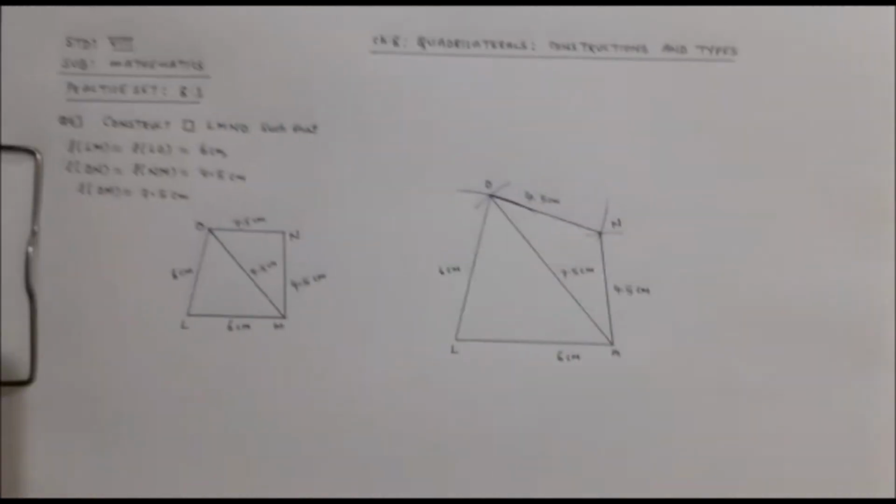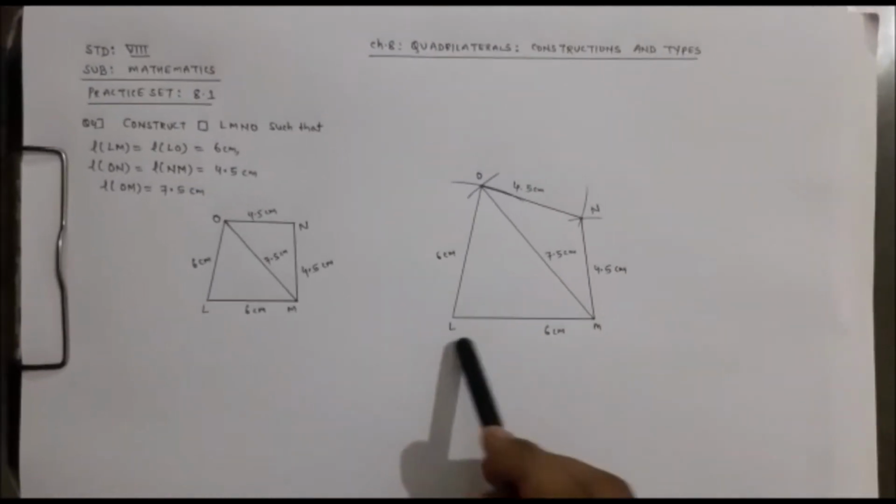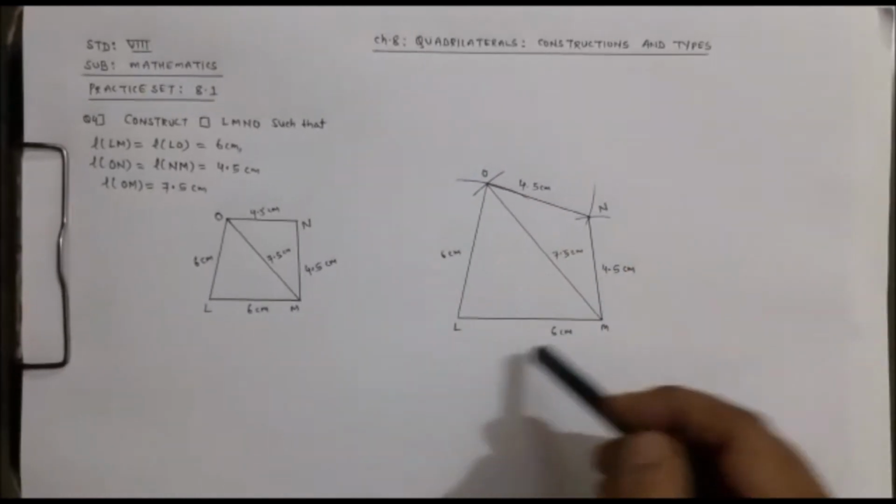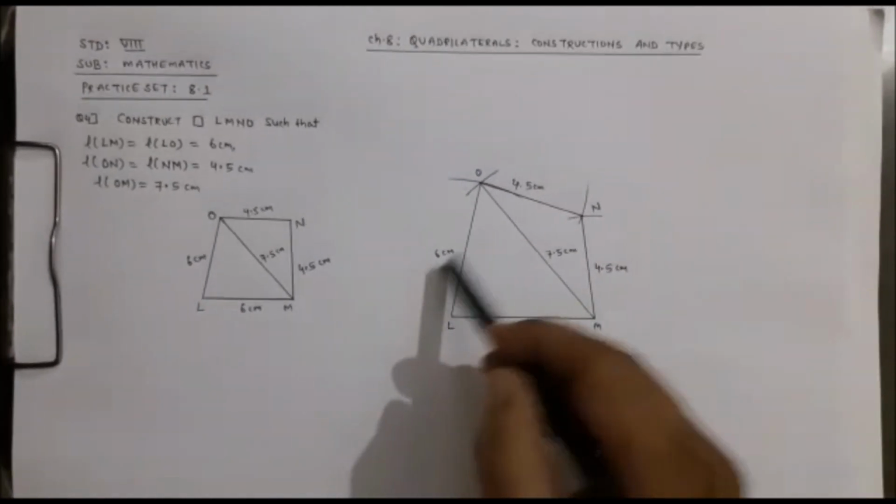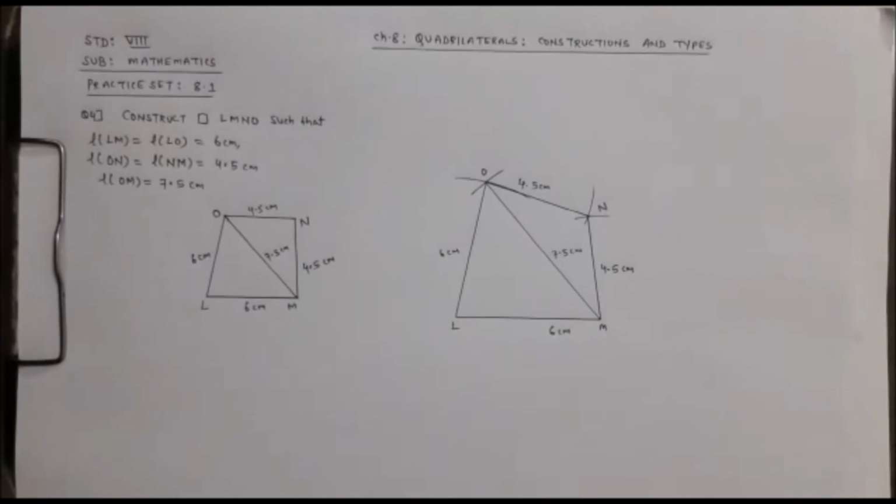Okay children, so we have constructed quadrilateral LMNO with the required measurements. 4 sides are given and the one diagonal is given. Okay, you can do that.